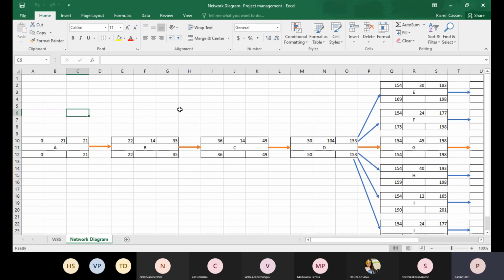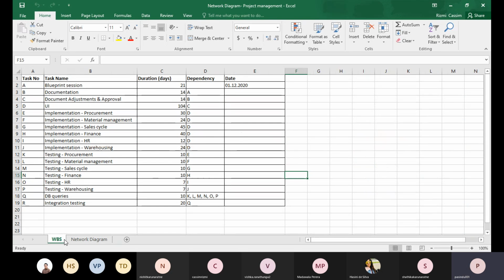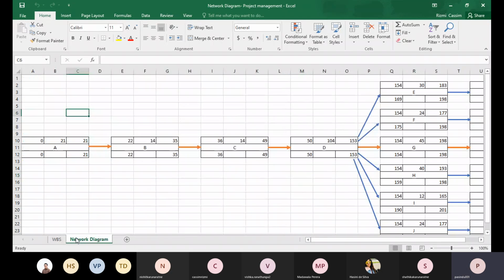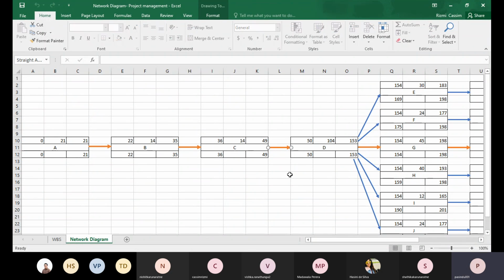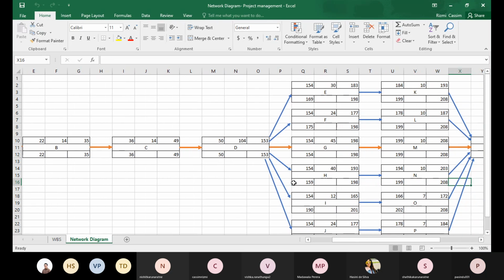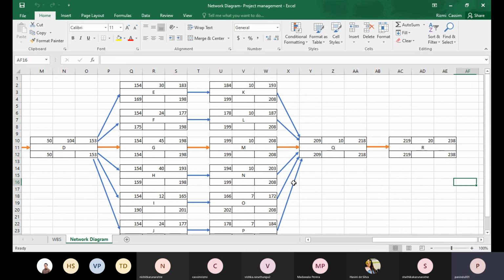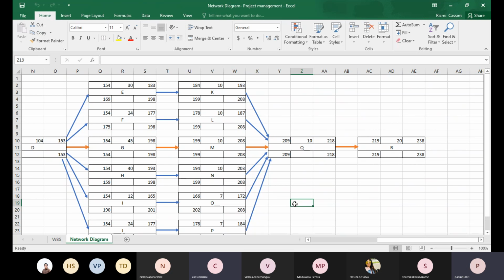I want to know your task D and task G. G should be sales cycle, I think. Okay, perfect. So you both have the same critical path. It's the same. Yes. But did you notice that you did it in two different ways?